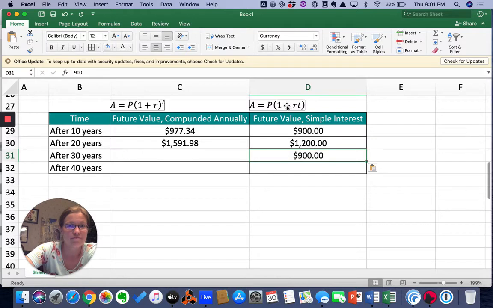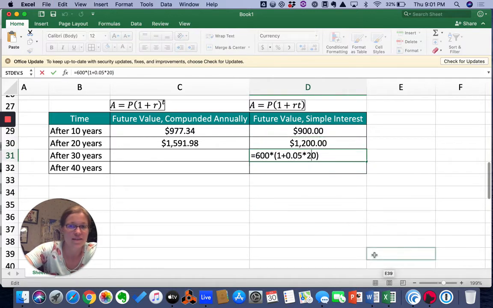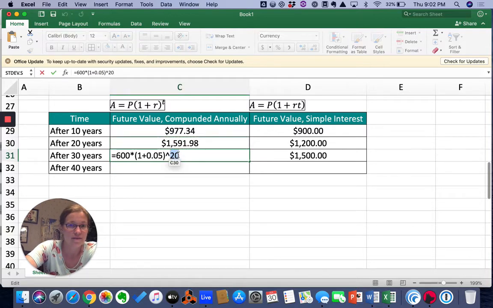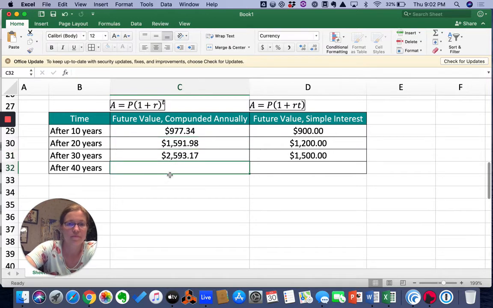For 30 years, instead of 20, I'm putting in 30. Same formula. Here I'm using the same formula. The only thing that's changing is the t. And then of course you do the same thing for 40.